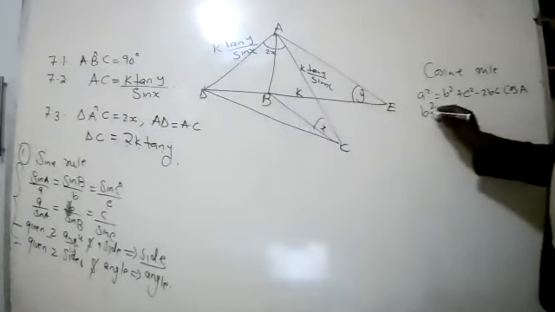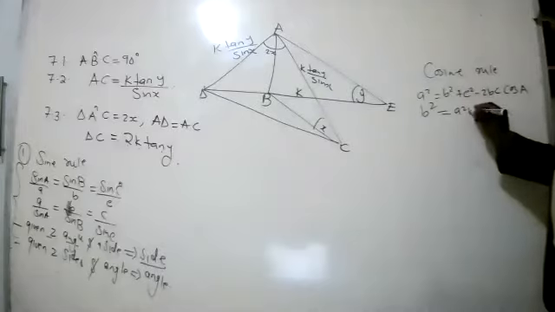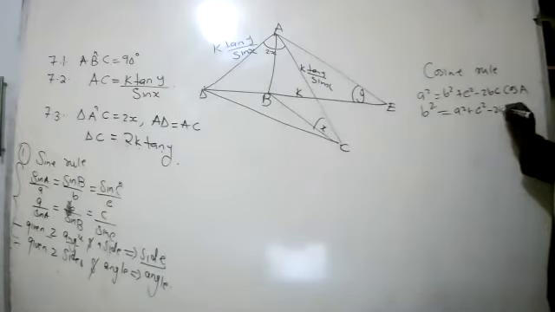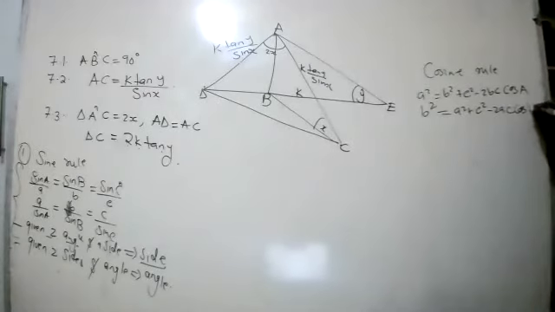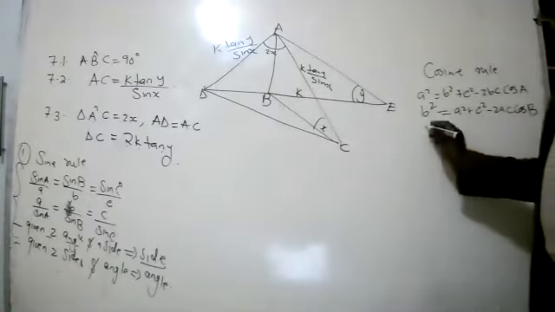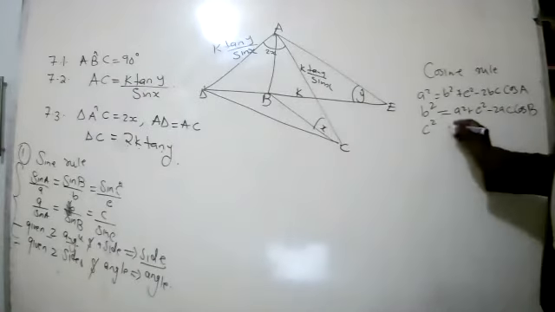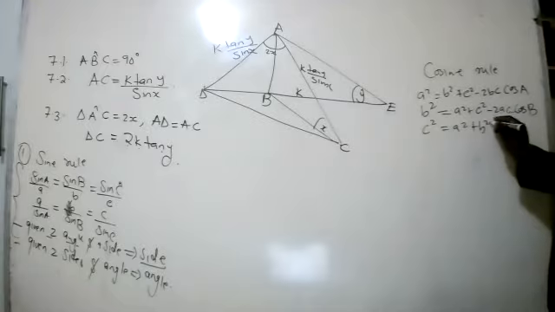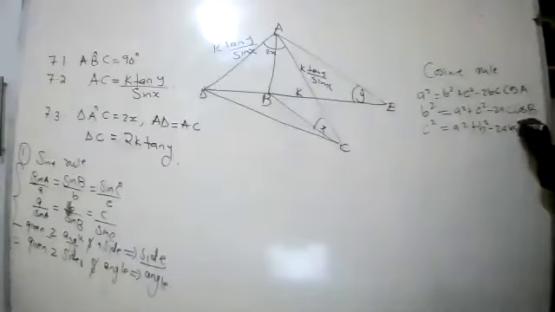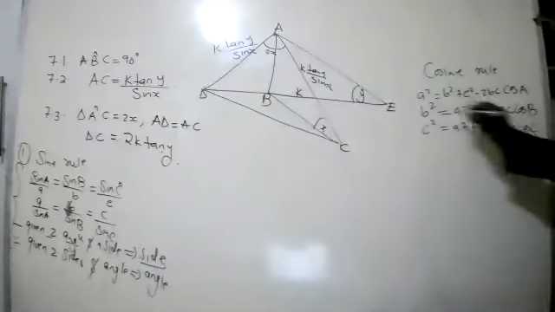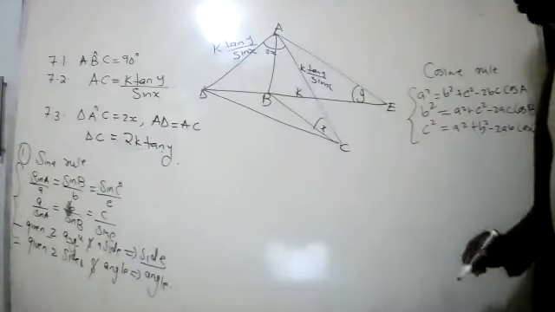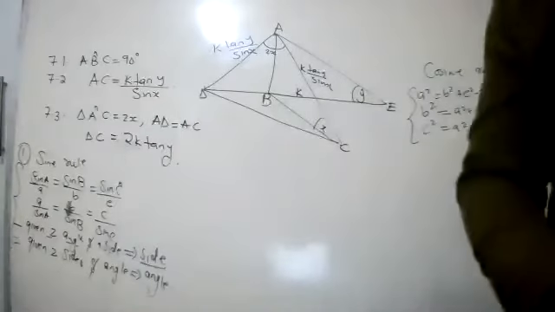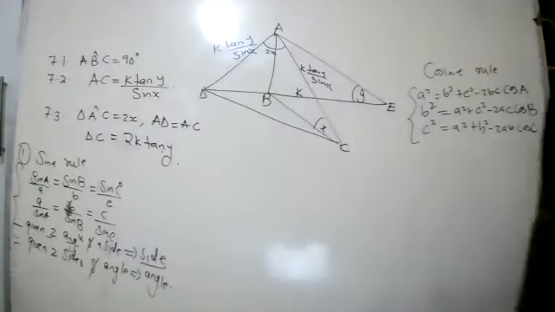So in this case, we're going to have b squared equal to a squared plus c squared minus 2ac cos B. And then the same with angle C. If we're having c squared, it will be a squared plus b squared minus 2ab cos C. So these are the three formulas for the cosine rule.